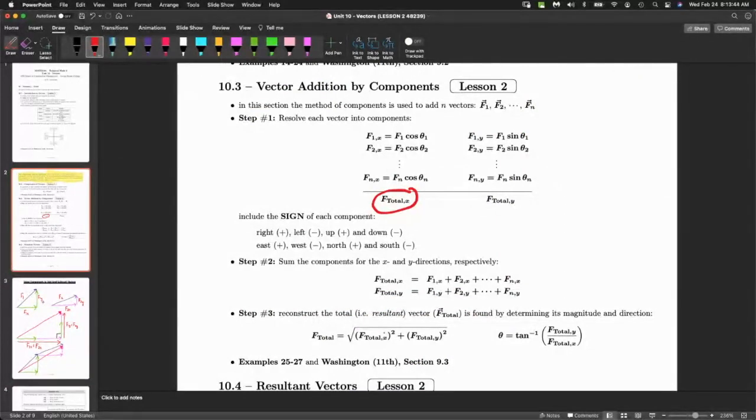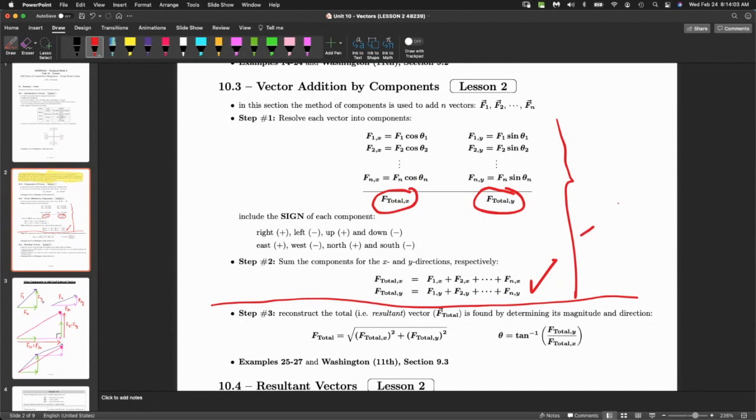So what does that mean here? Well, that's what this is right here. So that's what step 2 is saying here. Add up all the components in the x and y directions. So this gives us a right angle triangle. These two steps here are what give us the overall right angle triangle.